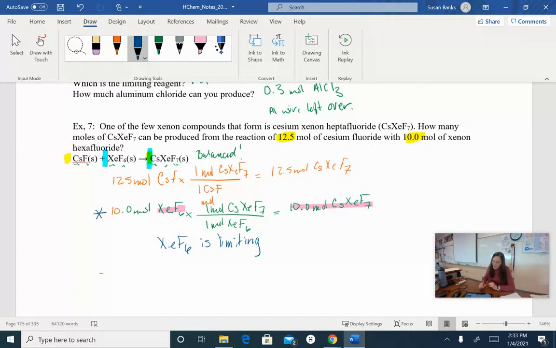Okay? I can only make 10 moles of cesium xenon hexafluoride or heptafluoride. Okay? Let's go on to my next example.